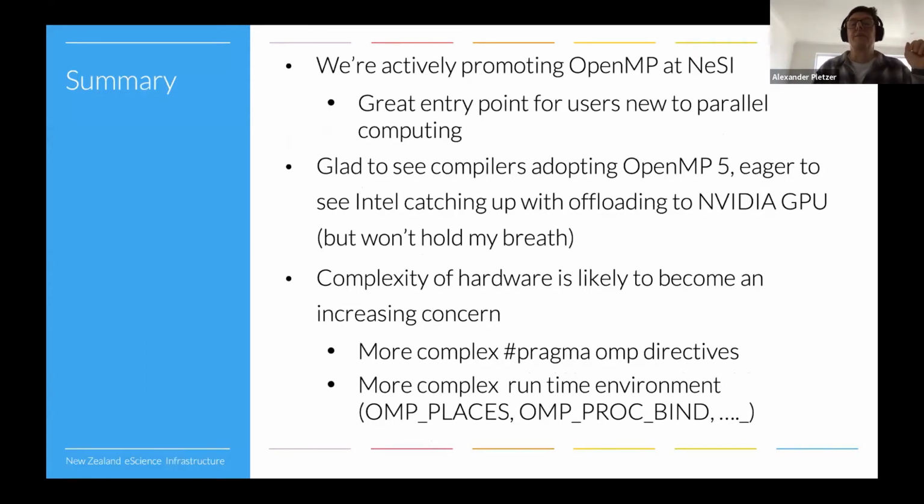So in summary, we're actively promoting OpenMP and OpenACC as well at NeSI. We think it's a great entry point for users who want to do parallel computing or want to offload to a GPU. We, of course, are very glad to see compilers adopting OpenMP 5, the latest standard, but some vendors are dragging their feet. And I think the other message is that life is becoming more complex in some sense. You have the CPU, you have the GPU, you have multi-threading, you have MPI, and all these kinds of things. So more degrees of freedom to play with, and of course more opportunities to get that additional little something that will get your code to run faster.